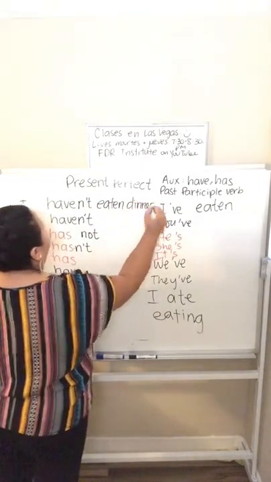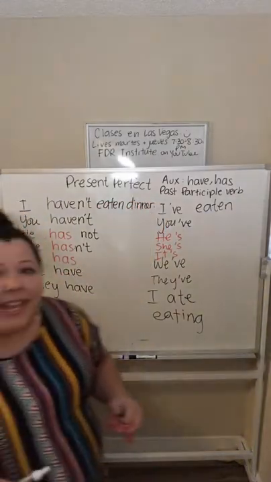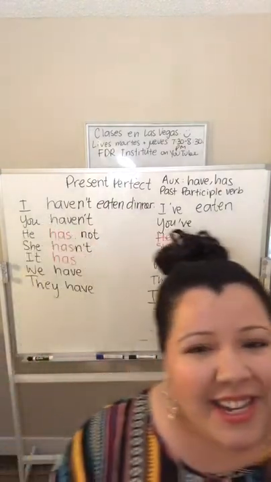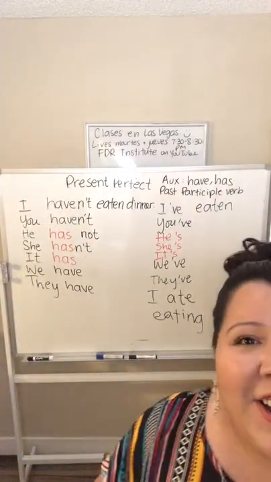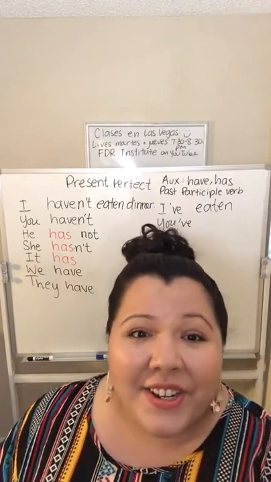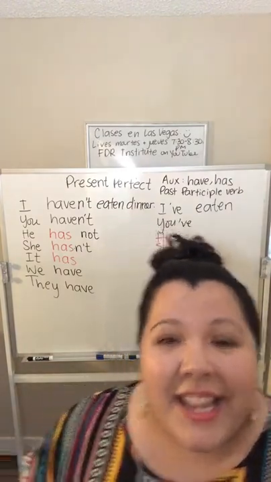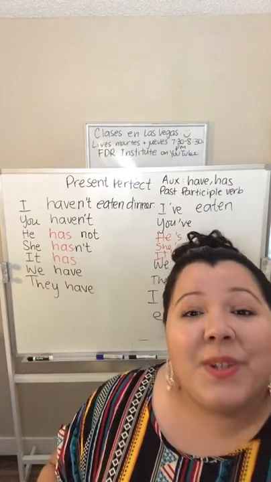Dinner. ¿Qué pa? I haven't eaten dinner. He hasn't eaten dinner. She hasn't eaten dinner. We haven't eaten dinner. Right? Eaten. Okay. Now, if I ask, ¿has comido?